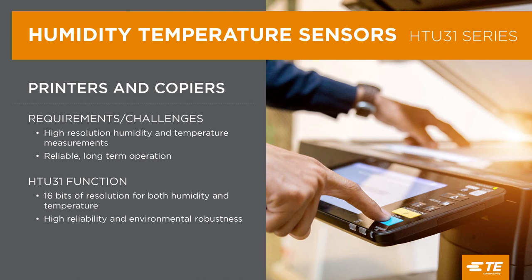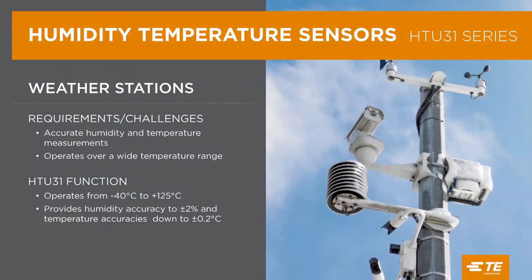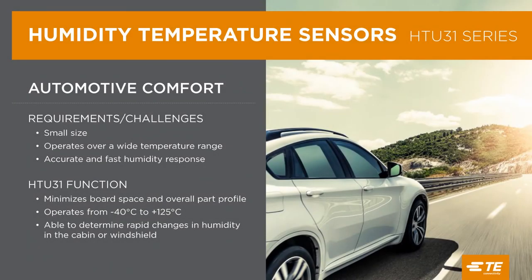Weather stations, both commercial and residential, are another area where the HTU31 can be utilized. Its wide operating temperature range from -40 to +125 Celsius and high accuracy make it well suited for outdoor and cost-critical applications. Automotive comfort and control systems are another application area where the HTU31 is well suited.